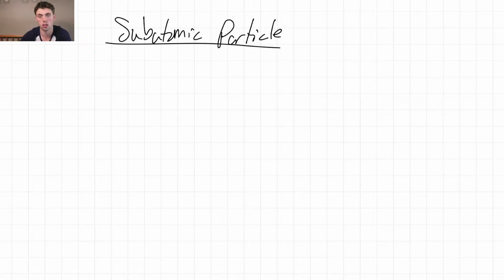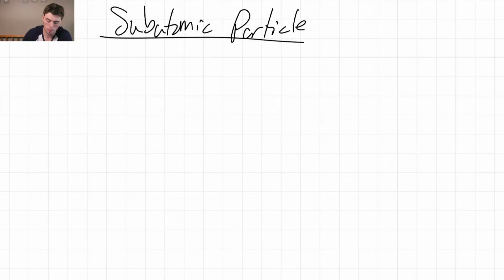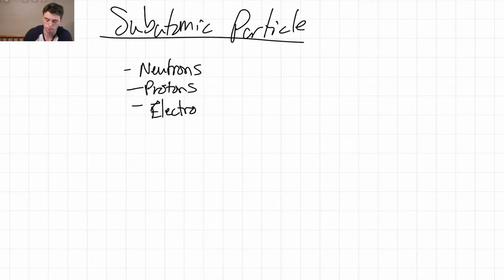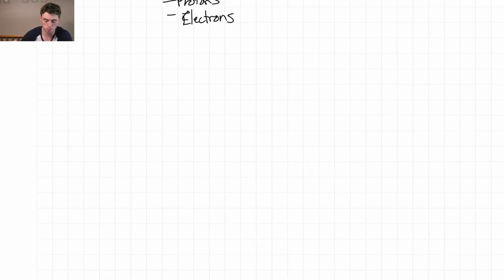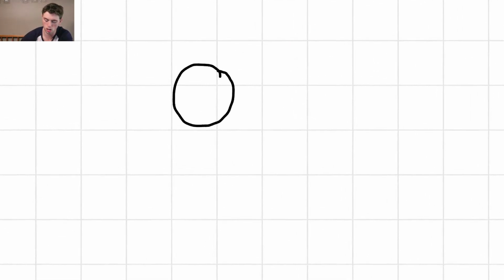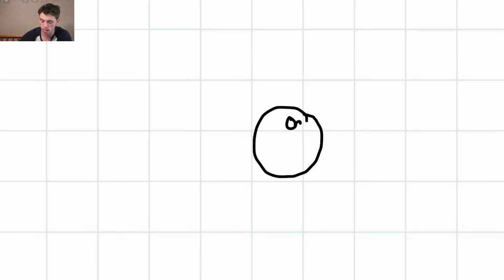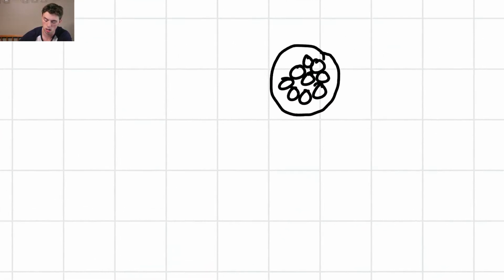Sub meaning smaller, atomic meaning atom, so smaller than the atom. So you're going to have our neutrons, protons, and electrons. If you don't know, within an atom, this goes into Bohr's model, but I won't go too deep into that before it's time. In the middle of every atom, there's going to be this part of space where there's a condensed amount of subatomic particles. This houses our neutrons and protons.